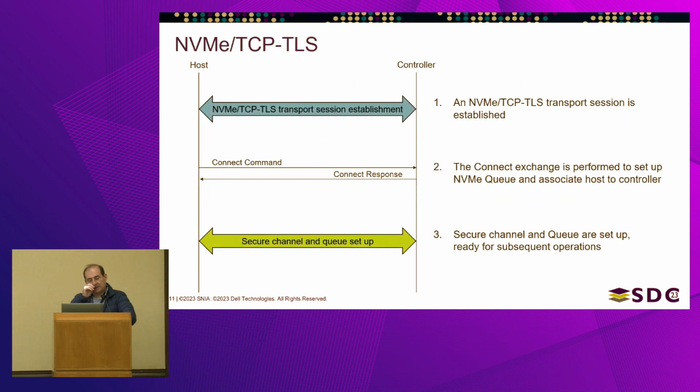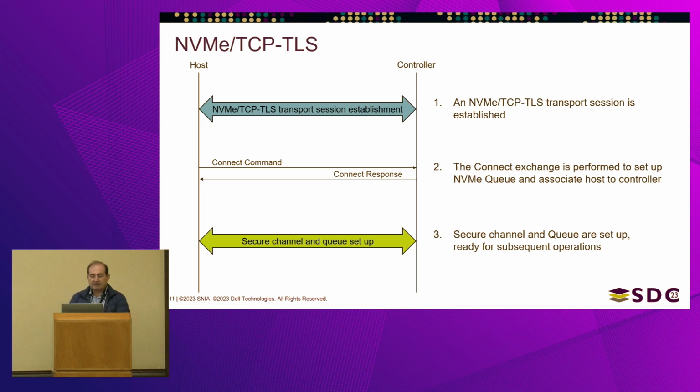So what is the structure that we define in TP8011? The main structure we define has been this one. How do I set up my channel? I set up an NVMe TCP with TLS transport session. Then I will have my connect command and response that establishes the association between a host and a controller. And at this point, my secure channel and the queues are set up and NVMe communication can start.